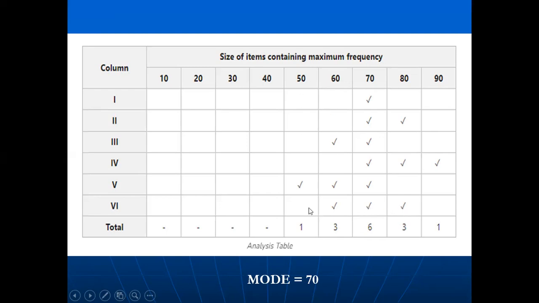Now column-wise we have to add this total. So 50 has got 1 mark, 60 has got 3 marks, 70 has got 6 marks, 80 has got 3 marks, 90 has got 1 mark. Therefore we can say, since 70 has got the maximum number of marks, the mode can be considered as 70. So this is the most appropriate and very valid method of finding the mode here.